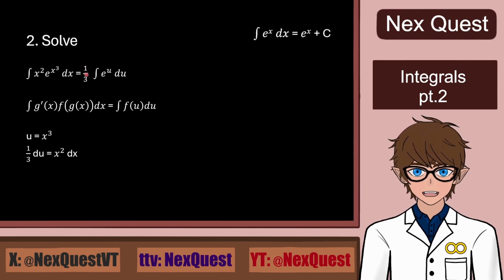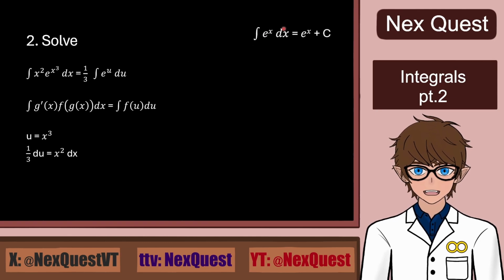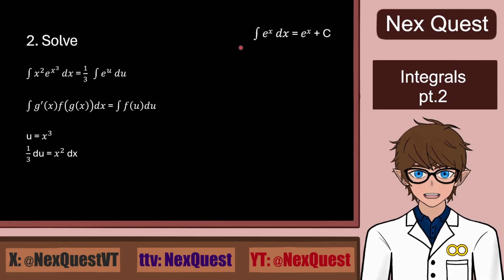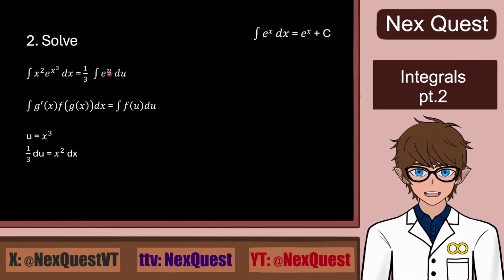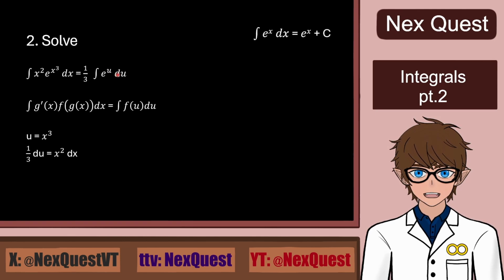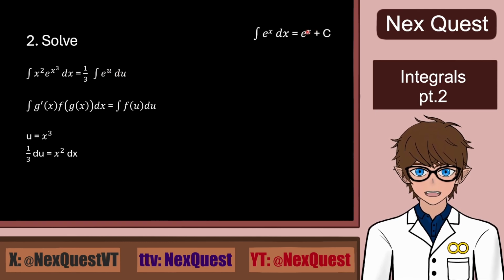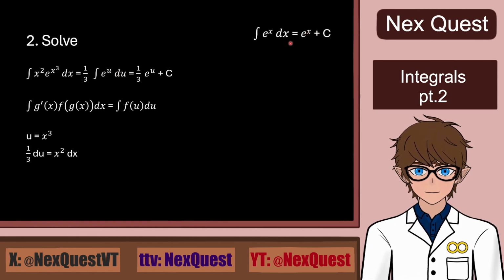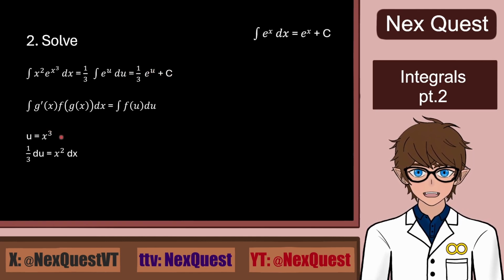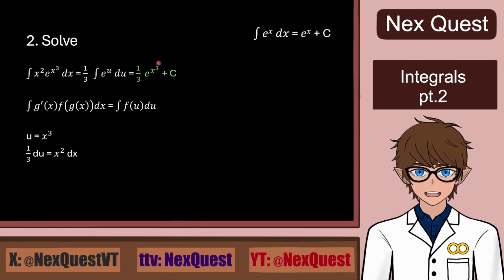We solve the integral with the rule which we probably know by now, but if not, it's here. So e to the power of some constant times the differential of that constant is the e to the power of that constant plus c. So we get 1/3 times e to the power of u plus c. x to the power 3 is inserted instead of u, and we get our result of 1/3 times e to the power of x cubed plus c.